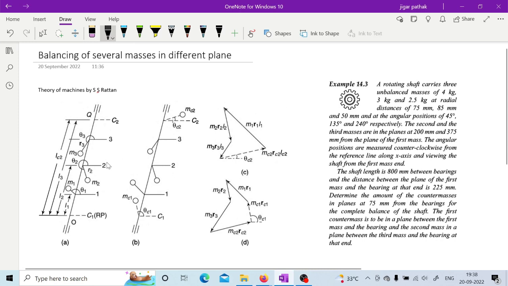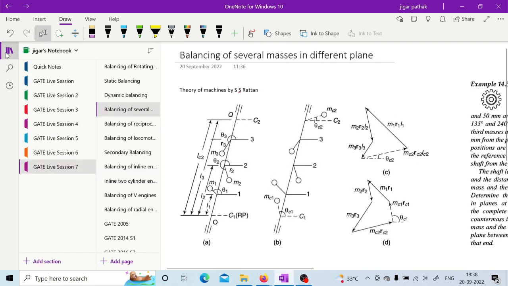Sir, please repeat once, sir. Actually you will be having this PDF, right? If you miss one or two, then screenshot that. Start once again from where dynamic balancing began.